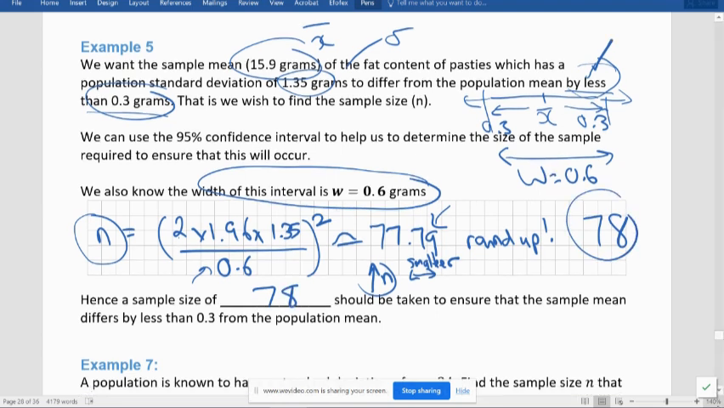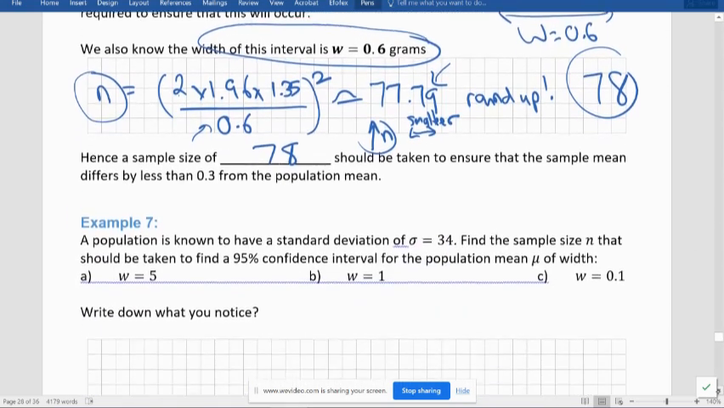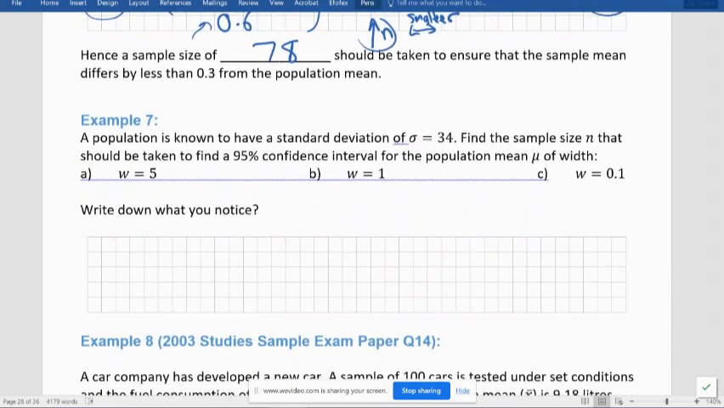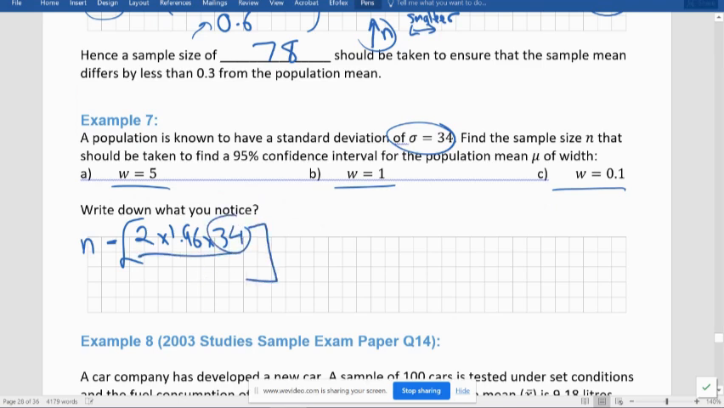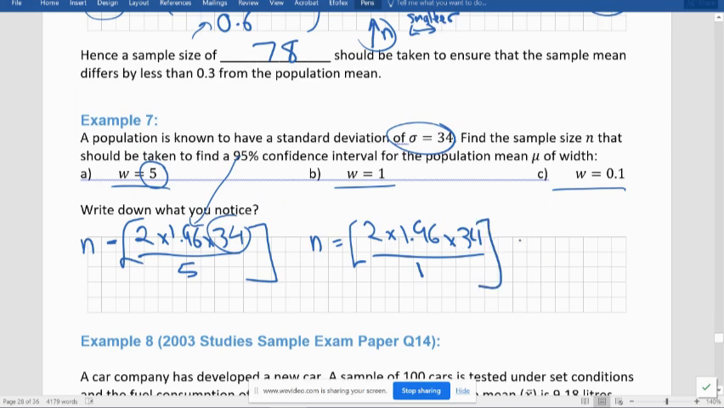All right, some other things to talk about is the width, and it's quite interesting. If you change the width, what happens? What we're going to do is just use that n formula and repeat this. We've got a standard deviation of 34. These are 95% confidence intervals, so they're 1.96, and we change the width each time, so we've got 5. If we did it again, we're changing the width to be 1. And in this case, it'll be 2 times 1.96 times 34 over 0.1.